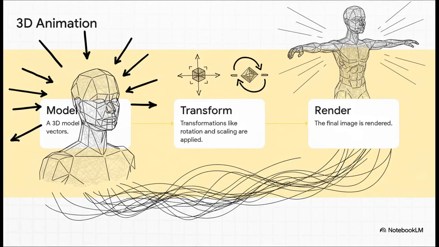And this idea just blows up when you get to 3D animation. A character in a movie, it's first built from a bunch of points, all defined by vectors. Then, animators use the rules of vector math, which is a field called linear algebra, to apply transformations, rotating, scaling, and moving that character around. It's a perfect example of how some pretty abstract math brings our favorite animated heroes to life.